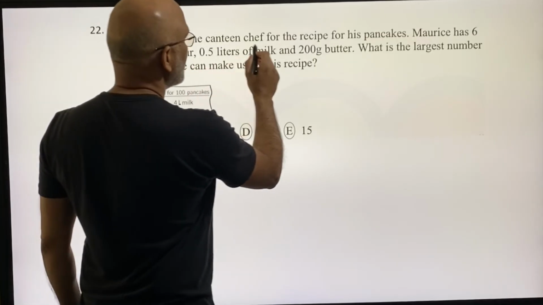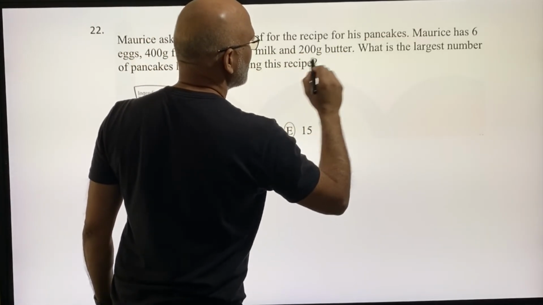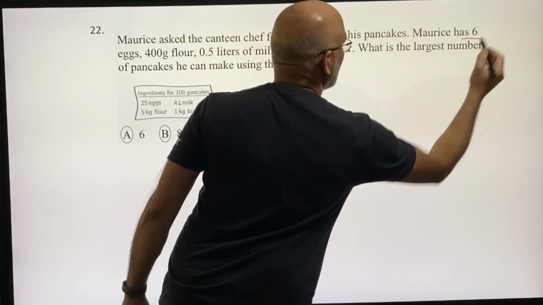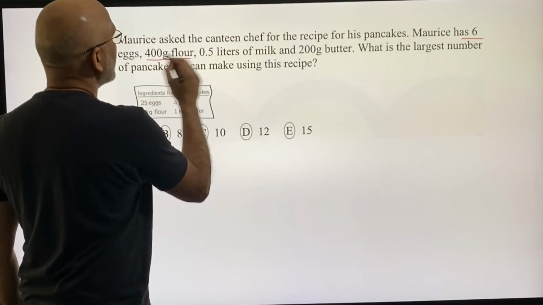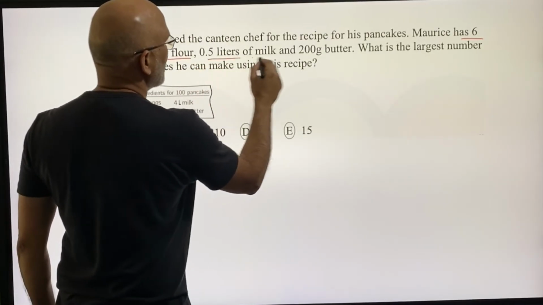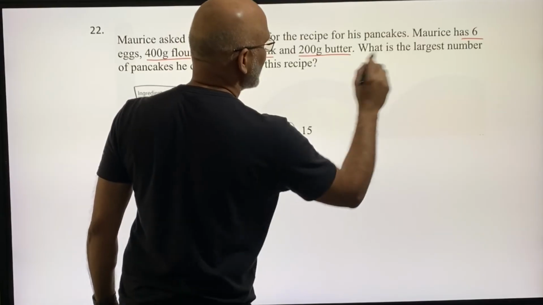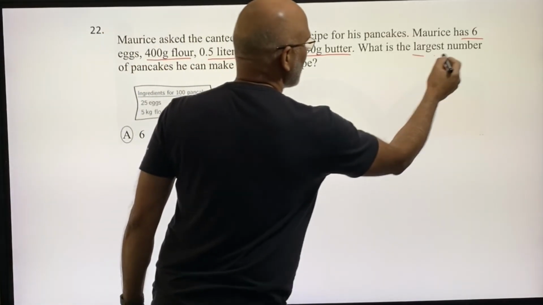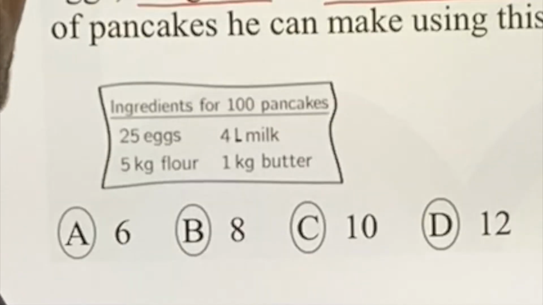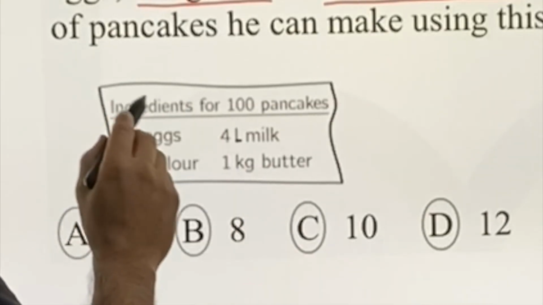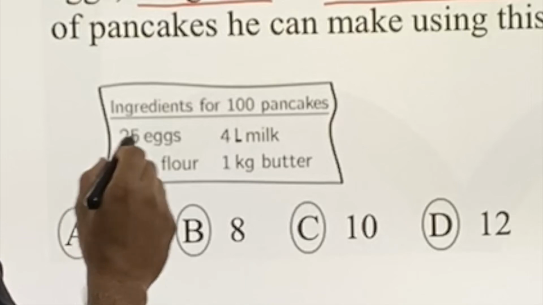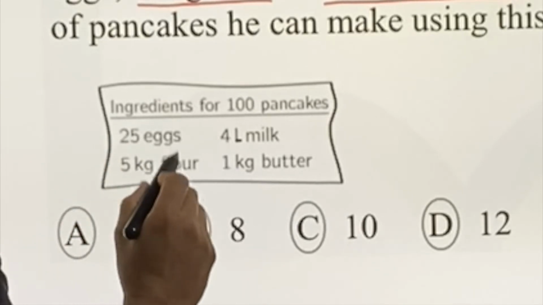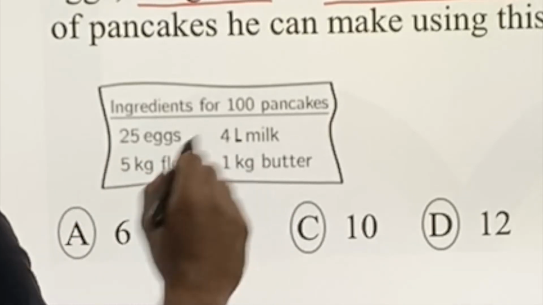Maurice asked the canteen chef for the recipe of his pancakes. Maurice has 6 eggs, 400-gram flour, 0.5 liter of milk, and 200-gram butter. What is the largest number of pancakes he can make using this recipe? All right, so this is the recipe. For 100 pancakes, I need 25 eggs, 5 kg of flour, 4 liter of milk, 1 kg of butter.